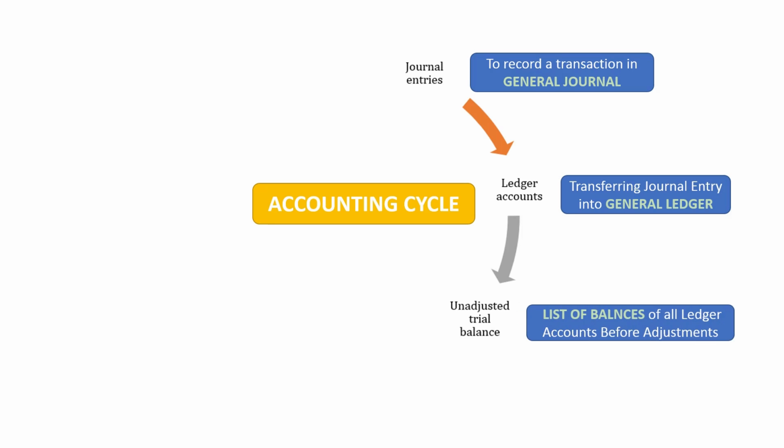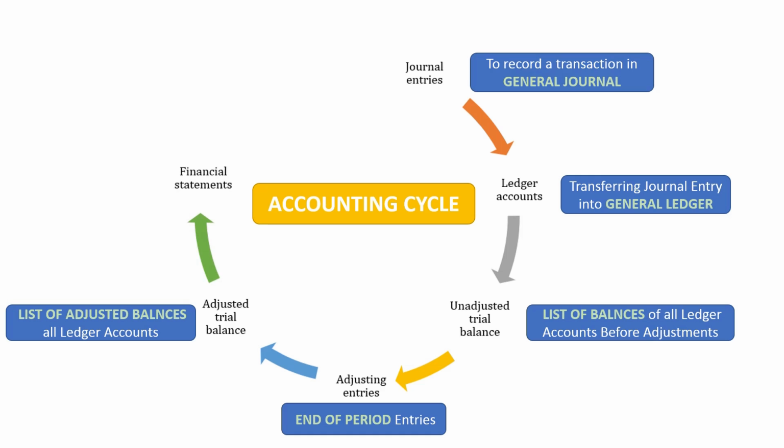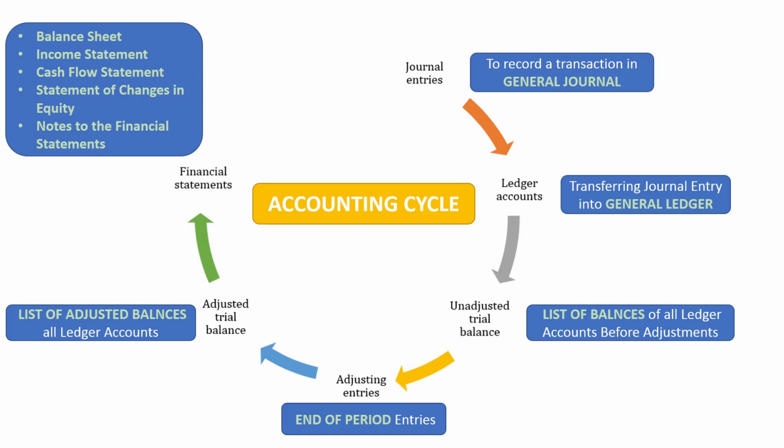But at this stage there are several adjustments still to be made. Fourth phase is performing adjusting entries. This will correct any information that was not reflected in ledger accounts. Fifth phase is preparing adjusted trial balances after adjustments made in the previous phase. Now the sixth and final step is to prepare financial statements from the adjusted trial balance. Financial statements include balance sheet, income statement, cash flow statement, statement of changes in equity and notes.